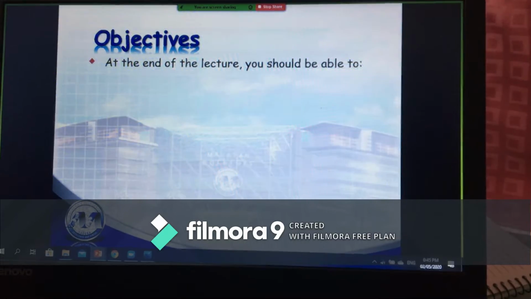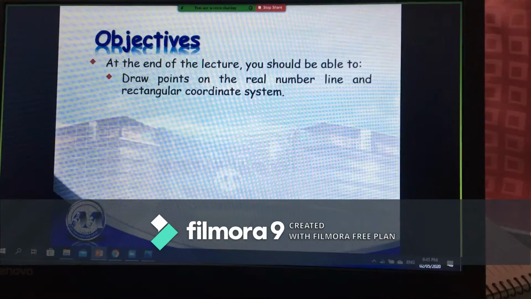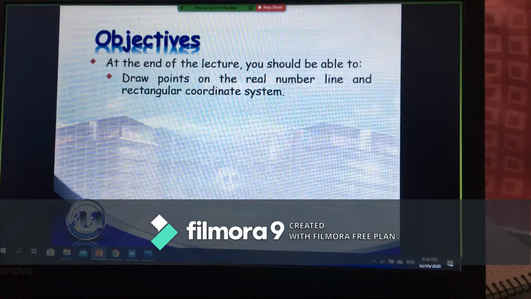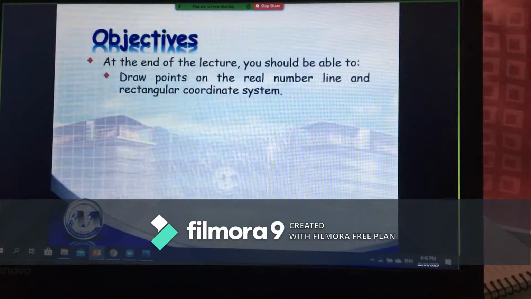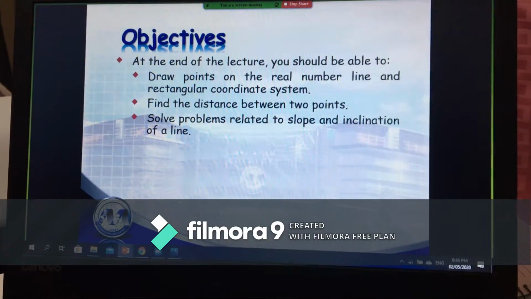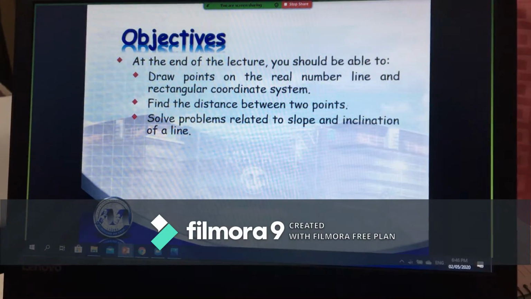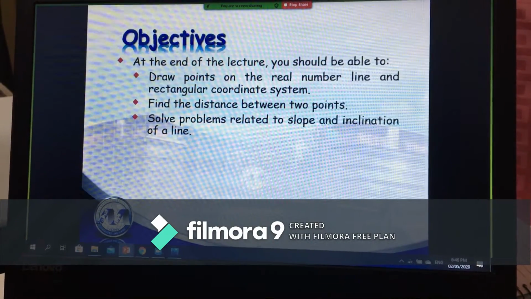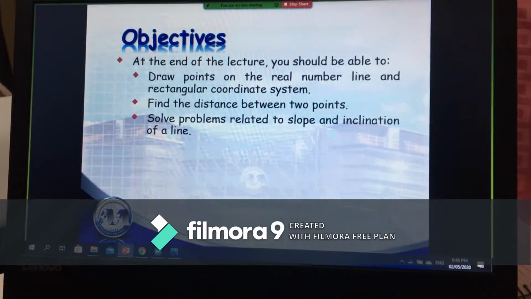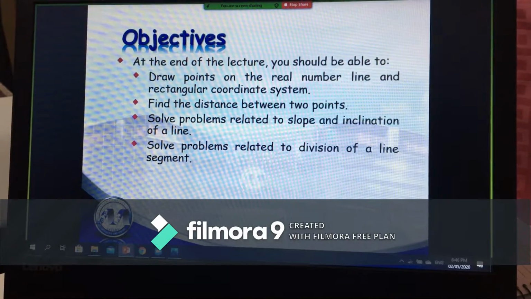At the end of this session or lecture, you should be able to draw points on a real number line and angular coordinate system. And the other one is find the distance between 2 points and solve problems related to slope and inclination of a line. Okay? And finally, solve problems related to division of a line segment.